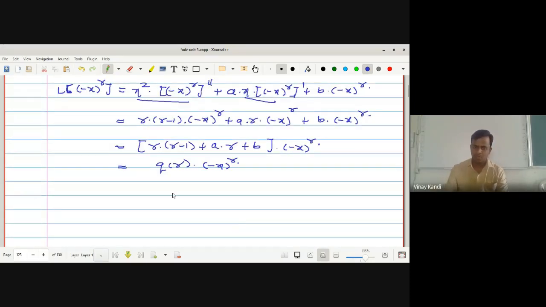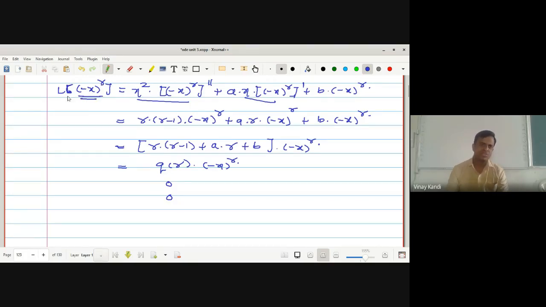So if r1 is the root, then it is 0. If r2 is the root, then this also will be 0. So from a and b, if r1 and r2 are distinct roots of q of r, then what will come? If r1 and r2 are roots, what will happen? Similarly q of r1 is 0, and if r2 is a root, this also will be 0.